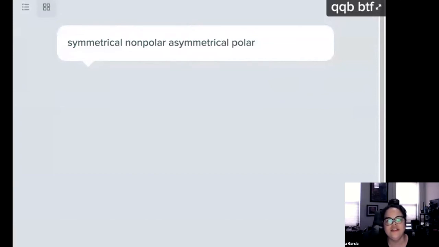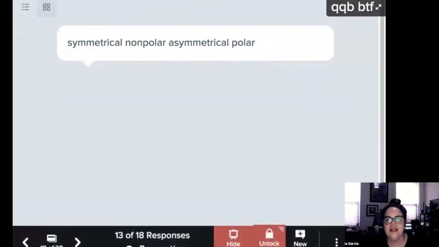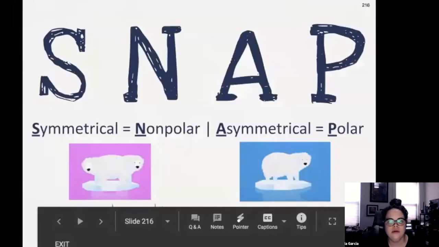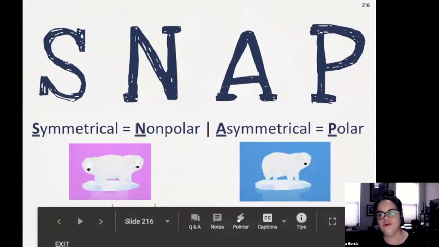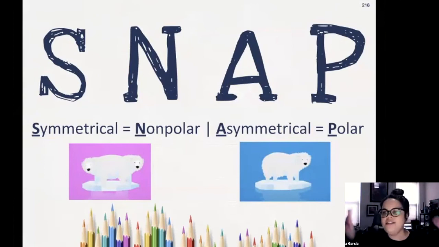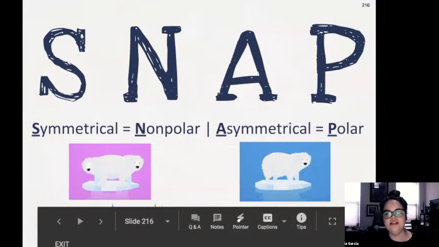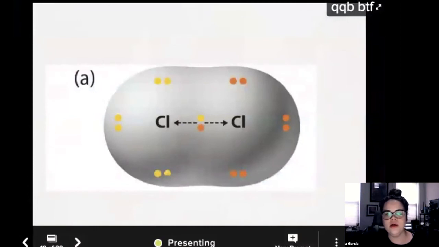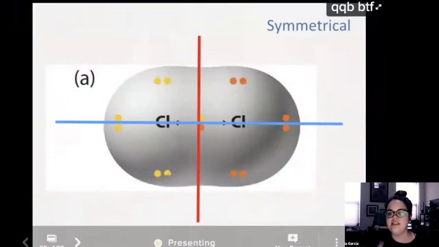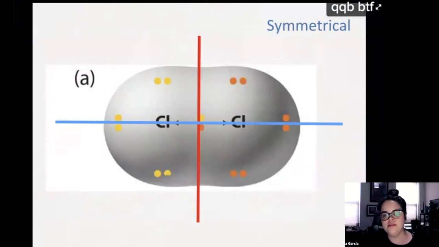If you look over at the screen share, one of your classmates got this here. It is an acronym that can help you remember that if you have a symmetrical molecule, it is nonpolar, like my nonpolar bear here with two heads, and an asymmetrical molecule is going to be polar, just like a polar bear has a head and a tail. They have opposite ends. If I show you two examples, here is chlorine again. Chlorine is a perfectly symmetrical molecule. Cut it in half, top to bottom, side to side. We see the same thing on both sides of the planes of symmetry.